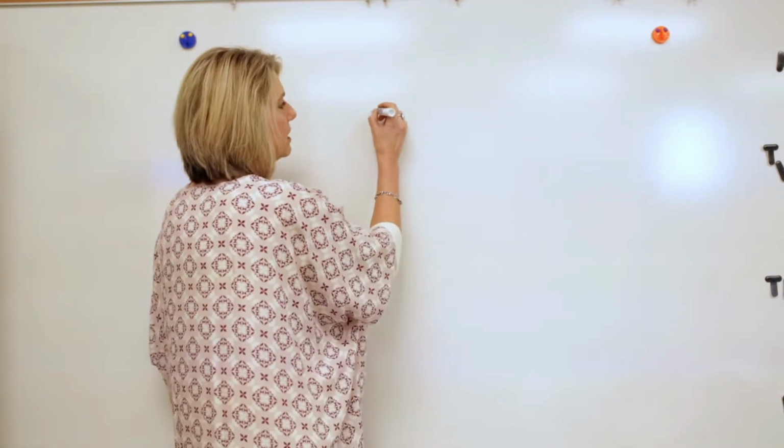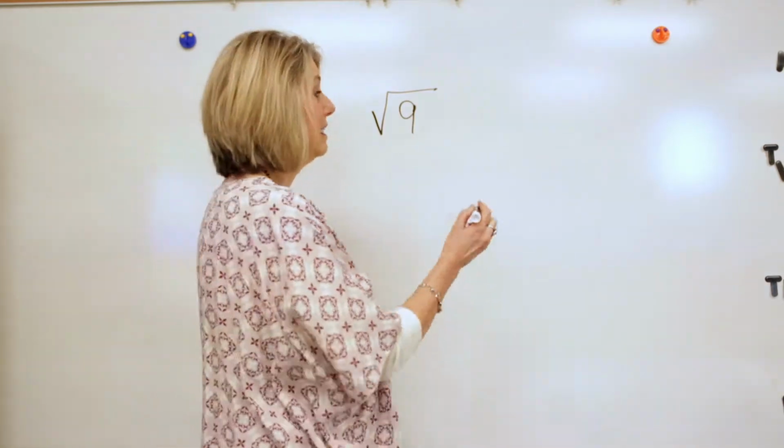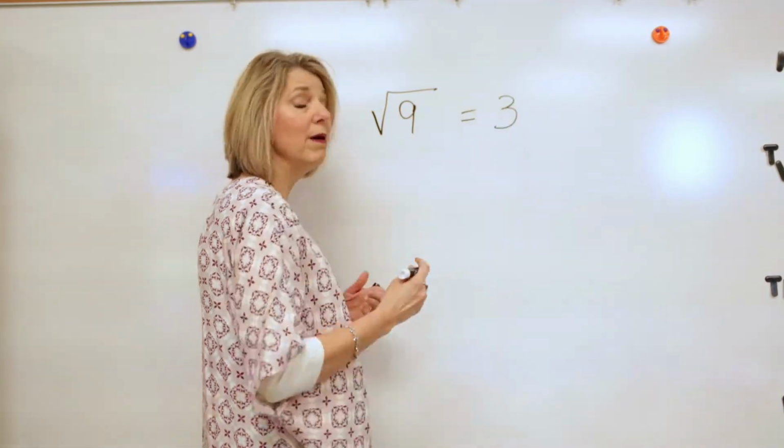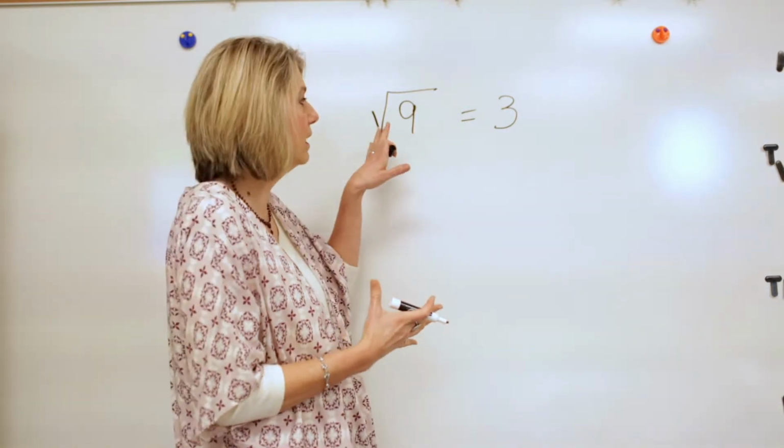So let's just start off with something most students know because they memorize that the square root of 9 is 3. So they memorize it, but they don't really know why. So I want to explain to you the reason.